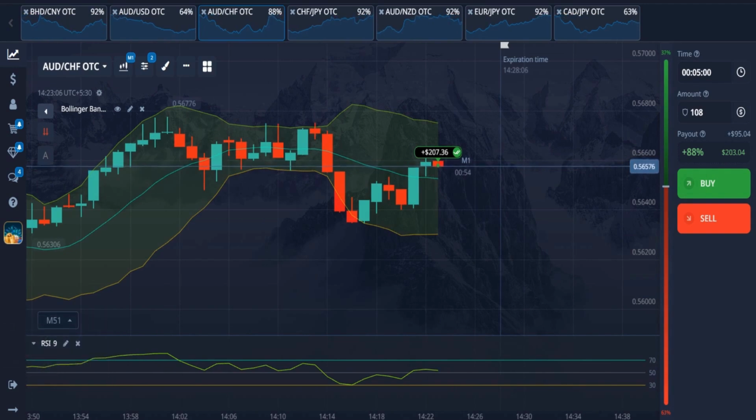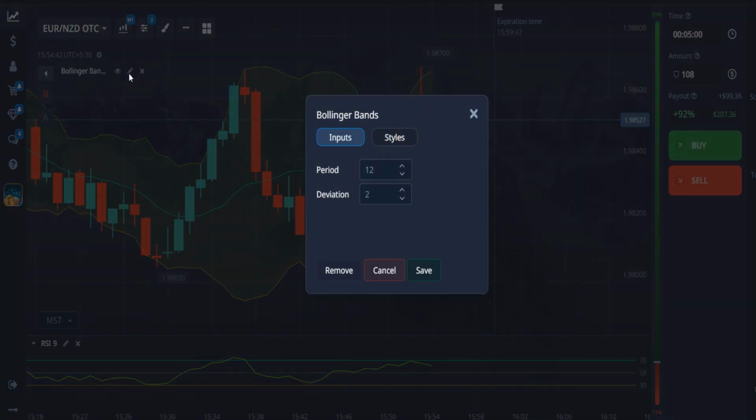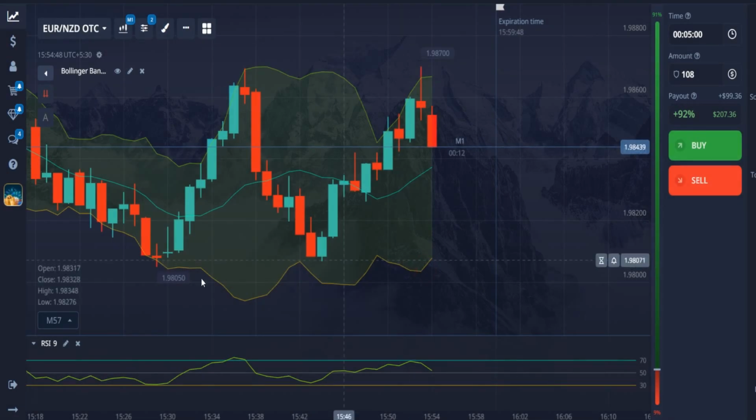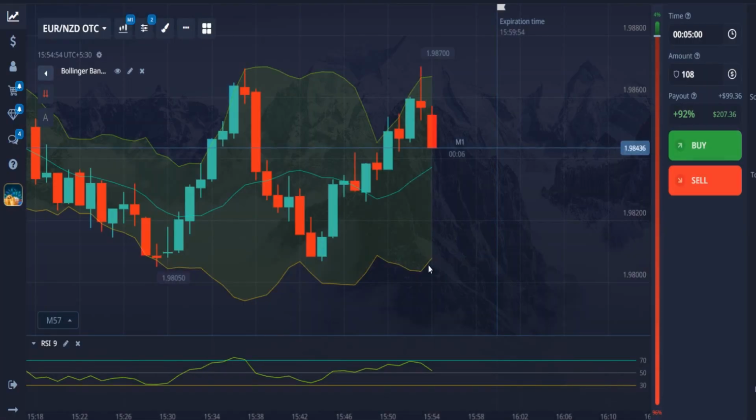Now, as promised, let's go over the settings for both indicators used in this strategy so you can set them up correctly and start practicing. Bollinger Bands settings. Set the period to 12 and adjust the deviation to 2. These settings help identify the upper and lower bands accurately for spotting potential reversals. RSI indicator settings. Set the period to 9. This helps fine-tune the RSI to detect overbought and oversold levels effectively.